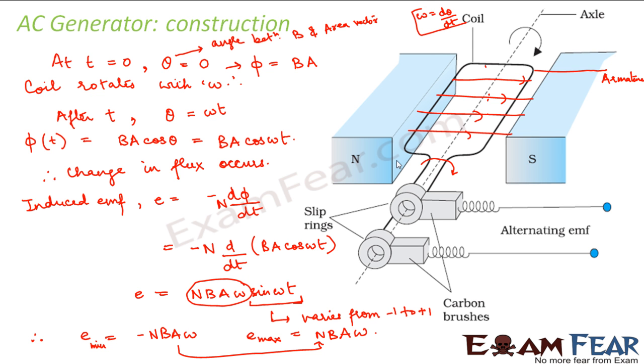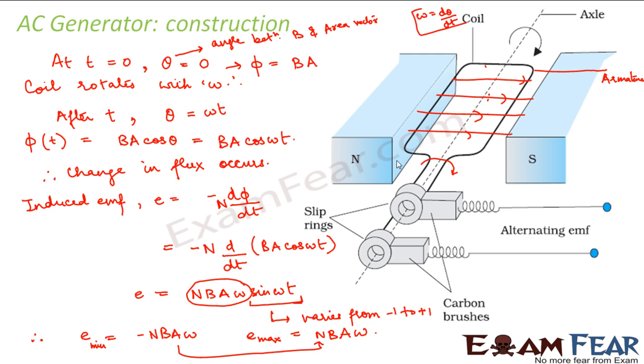So that means when I talk about a generator, it basically changes the mechanical energy. That means when you are rotating the rod, that mechanical energy is finally getting converted into an induced EMF. Now an induced EMF is produced. Because of that, as a result of that induced EMF, there is an induced current which is produced.